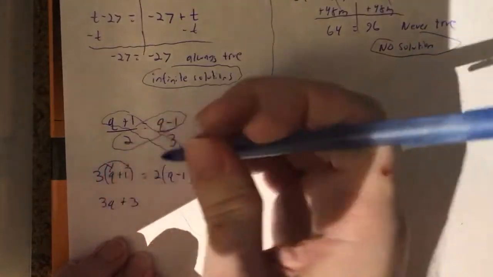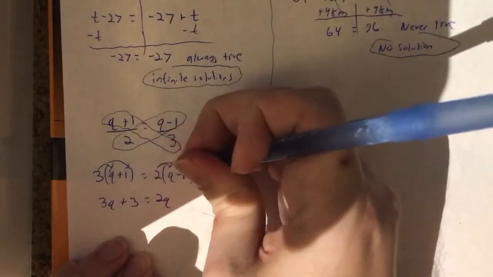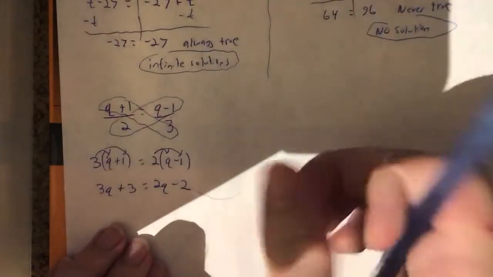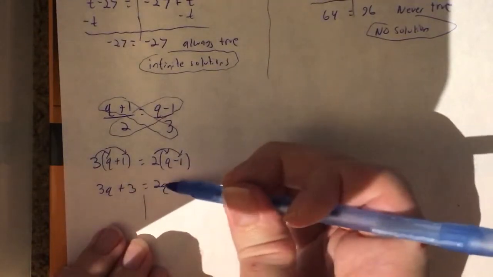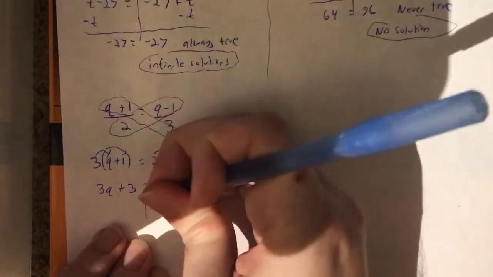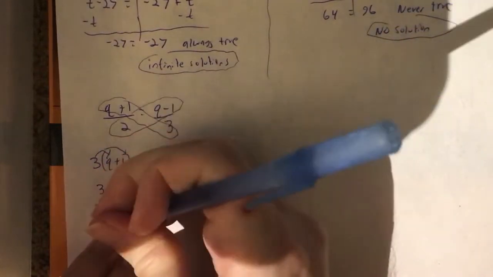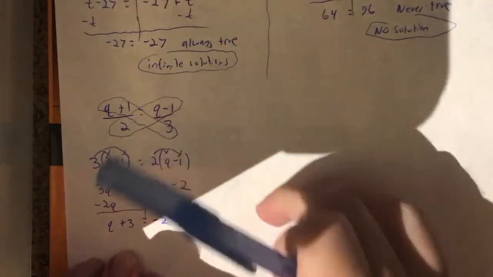3q plus 3 equals 2q. 2 times negative 1 is negative 2. Now I have to eliminate one of the variable pieces. 2 is smaller than 3, so I'm going to get rid of the 2. Subtract 2q from each side. q plus 3 equals negative 2.